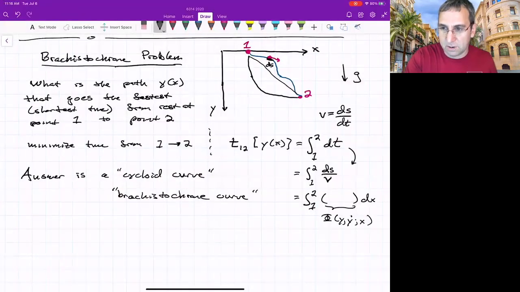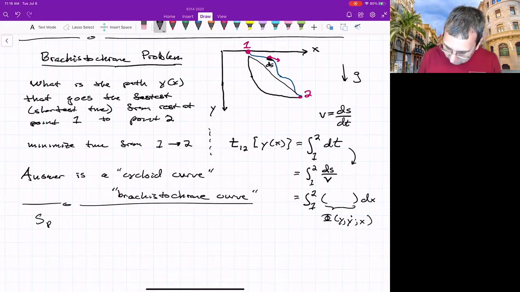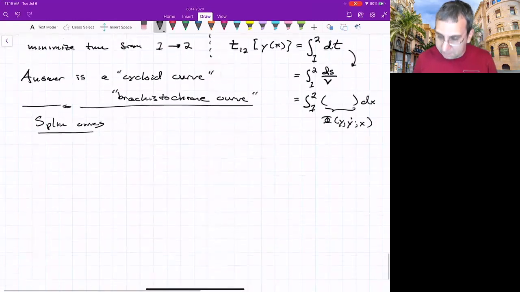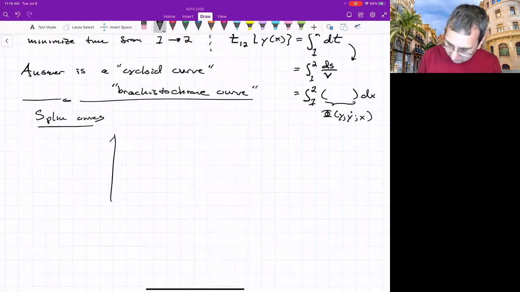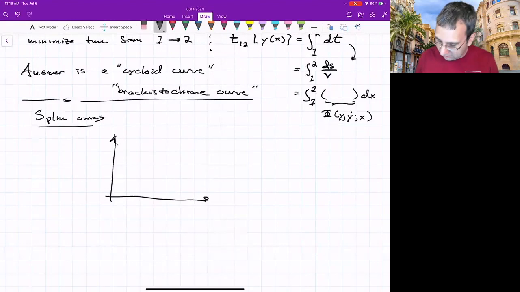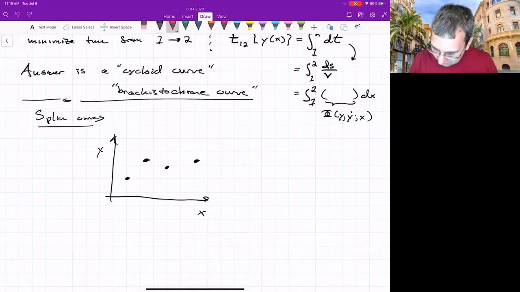That's the Brachistochrone curve. There's all kinds of other applications of the calculus of variations. Maybe you've heard of spline curves, right? Where you have data points. Spline curves come from a calculus of variations thing, where if you have a bunch of points, let's say this is X, this is Y, and you've got a bunch of data points and you're trying to fit a curve through it, you don't want to use just some kind of lame straight line interpolation. You think there's some kind of smooth curve.